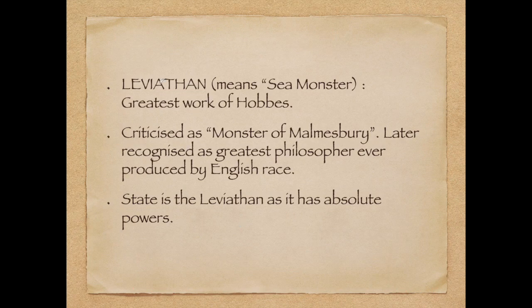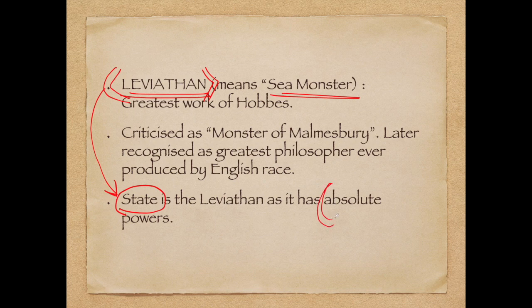Then Leviathan, this is the greatest and most well-known work of Hobbes. It literally means a sea monster. Why? Because Hobbes has referred to the state as being the Leviathan. He calls the state the Leviathan because according to Hobbes, the state has absolute powers. Now we'll see in the next slide why the state is supposed to have absolute powers.